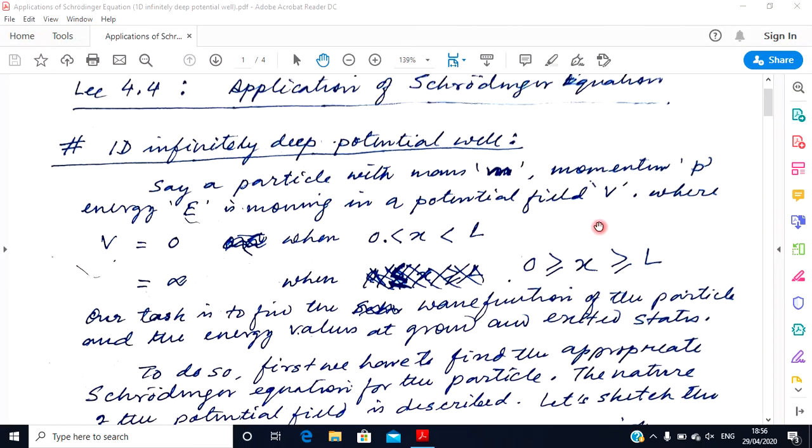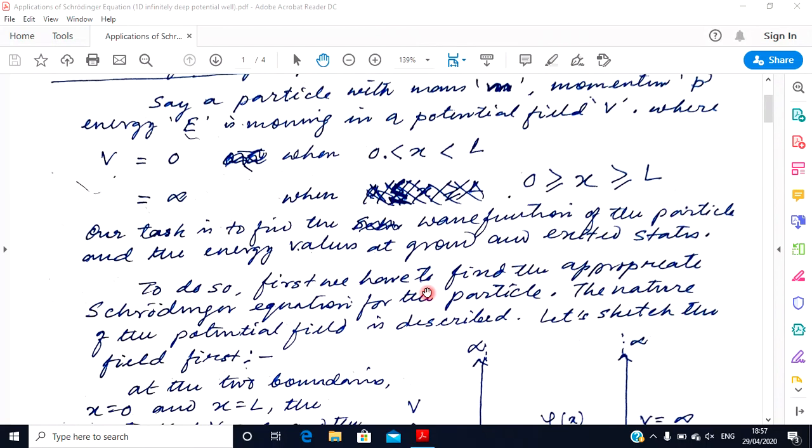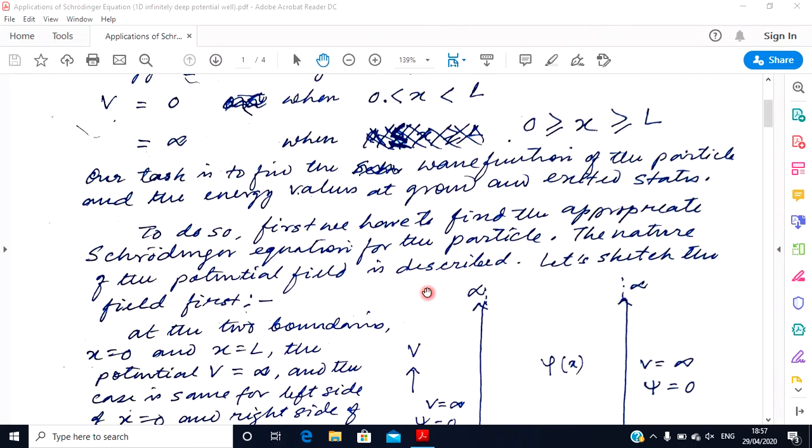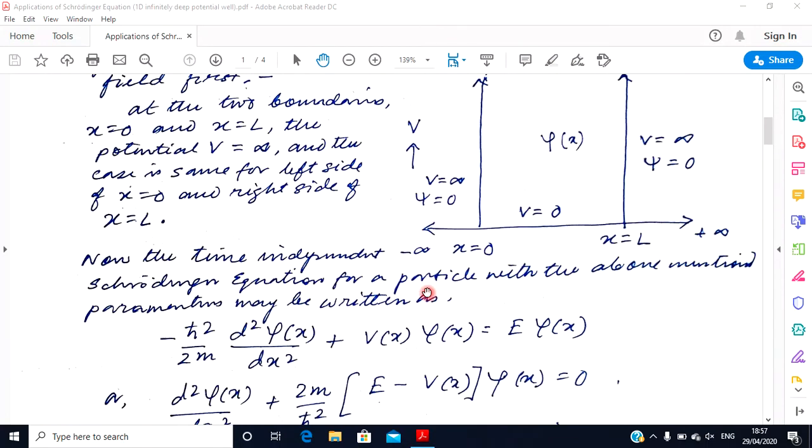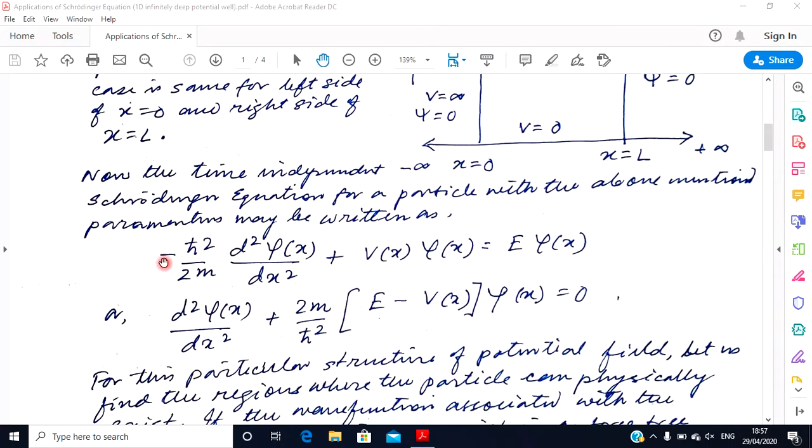The application of Schrödinger equation. We know that there are two types of Schrödinger equation we already read. One is the time independent one and another is the time dependent Schrödinger equation. You see here, this is the time independent Schrödinger equation.